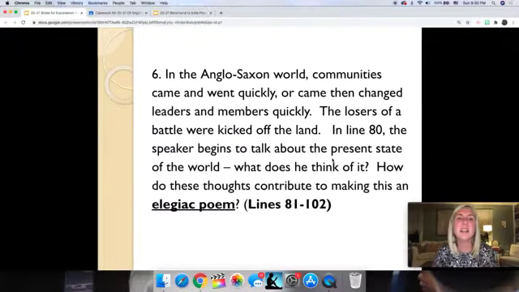All right, in the Anglo-Saxon world, number 6 asked this: communities came and went quickly, or came and then changed members and leaders quickly. The losers of the battle were kicked off the land. In line 80, the speaker begins to talk about the present state of the world. What does he think of it, and how do these thoughts contribute to making this an elegiac poem? He's not real happy with the current situation. This is, again, referring to the fact that the days of glory and when kingdoms flourished are gone. And it makes it sad because he's mourning the loss of some days gone by.